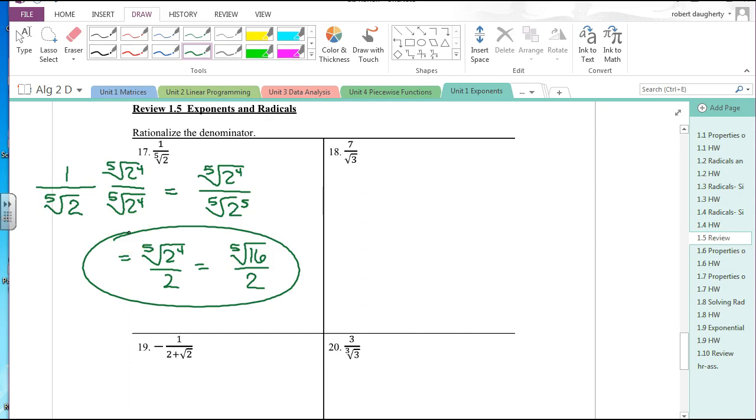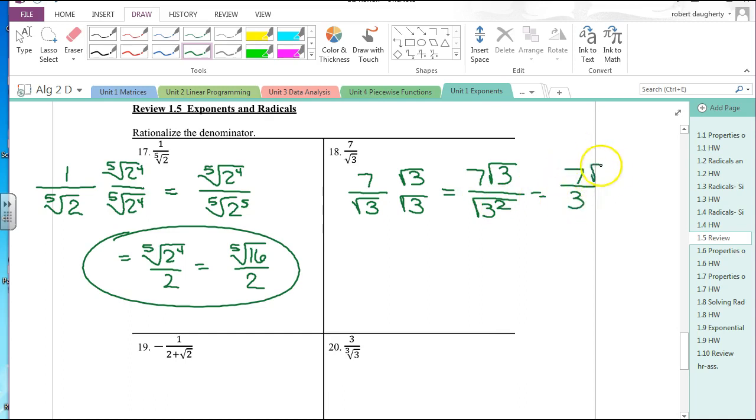I think the number 18 is a little bit easier. Square root. So that means I really want to take the square root of something squared. So if I've got the square root of 3 here, to make it something squared, I'm going to multiply by square root of 3 over square root of 3. Then I get 7 square root of 3. And over in the bottom, I get the square root of 3 squared. The square root of 3 squared, that's the square root of 9. That's 3. Your answer is just 7/3 square root of 3, or 7 square root of 3 over 3.